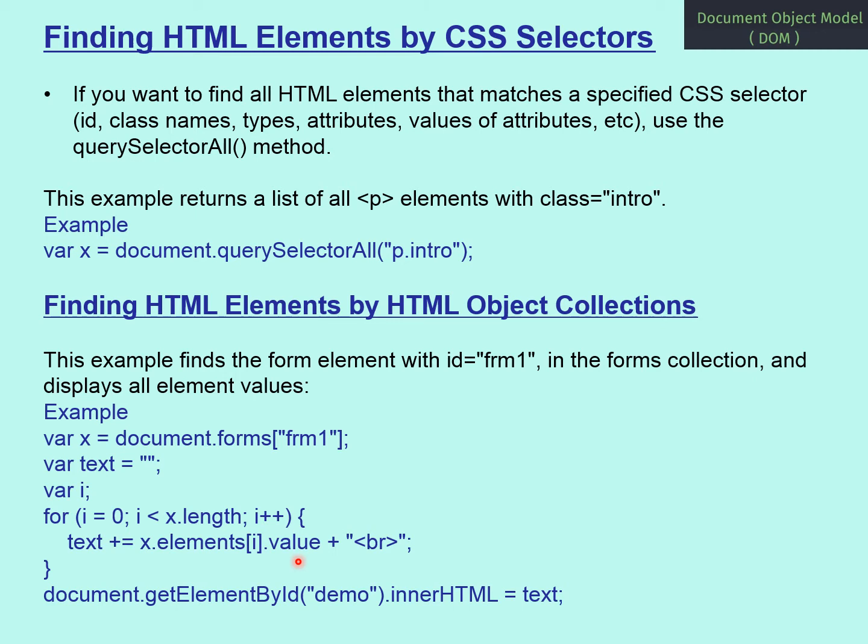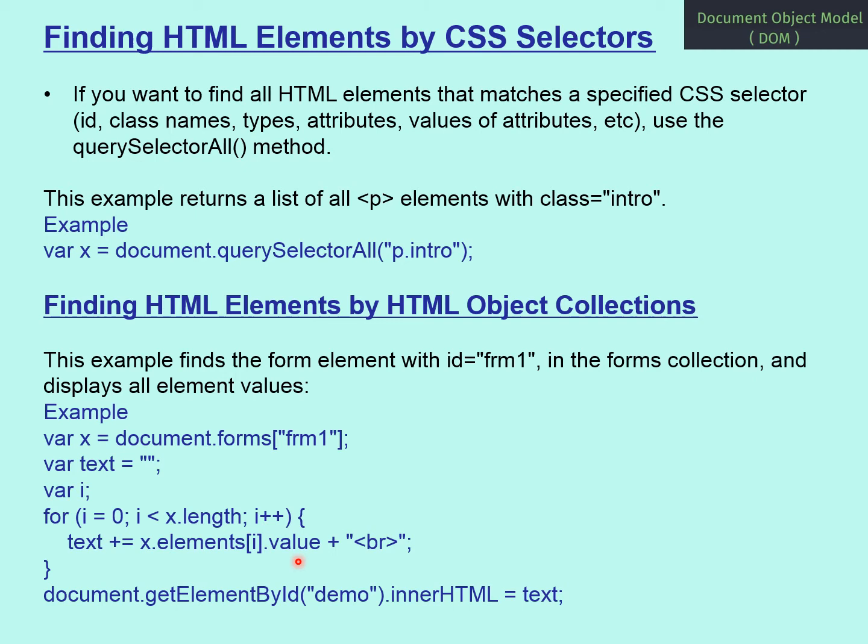Then document.getElementById demo dot innerHTML is equal to text. So for whatever element has the id demo, its inner content will be replaced with the new text value. So text is actually having all the data related to the form components.